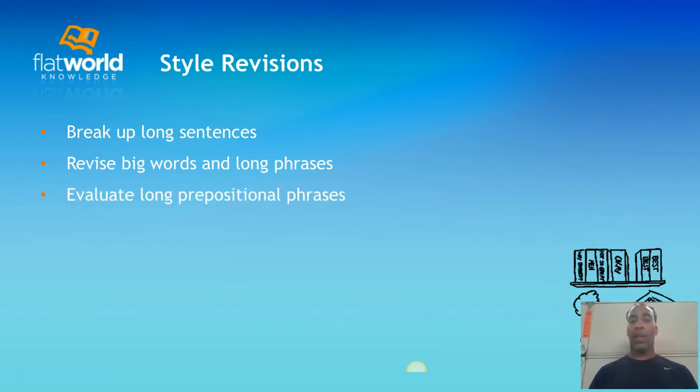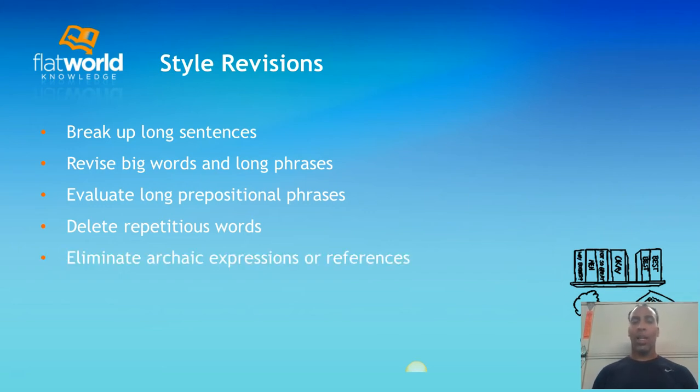Revise big words and long phrases, evaluate long prepositional phrases, and delete repetitious words if you're using a word over and over again. Sometimes when people speak, they do that, but you don't want to do it when you speak, and you don't want to do it when you write either. If you say "and" or "like," those are things that places like Toastmasters or speech classes want you to eliminate, and they count how many times you said it. Eliminate archaic expressions or references, right? So you don't want old speak, old talk that people no longer know what it means, or nobody uses anymore.